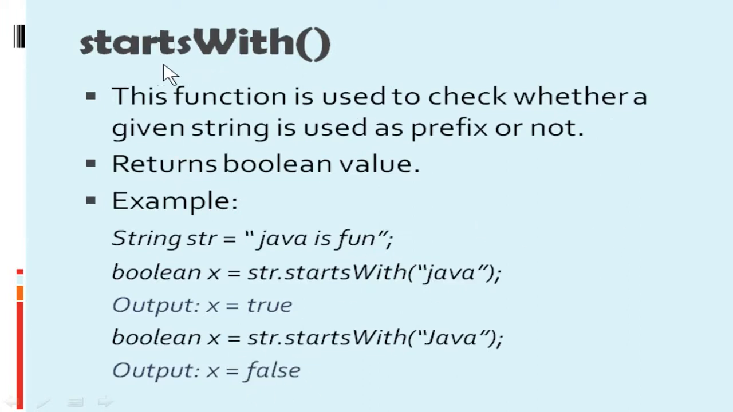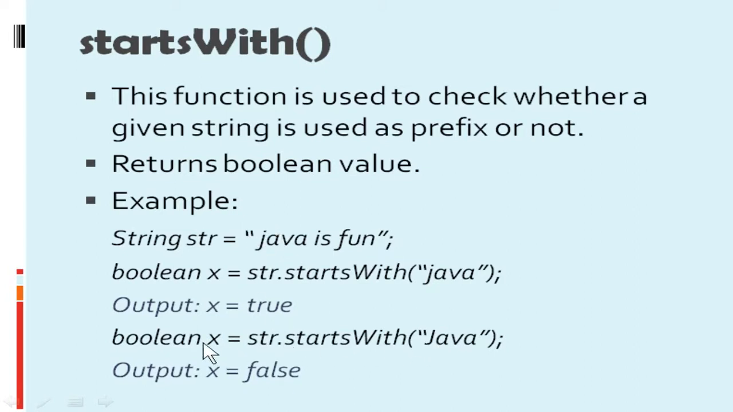Next function is startsWith. This function is used to check whether the given string begins with the given prefix or not. It returns a boolean value, true or false. So you can see str equal to "Java is fun". Str dot startsWith, and the word given is Java. Since it is starting with Java, it returns true. If you give capital J, it returns false. If it is small j, then it returns true because it starts with small j.